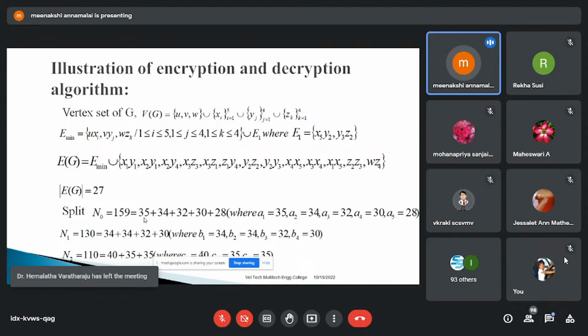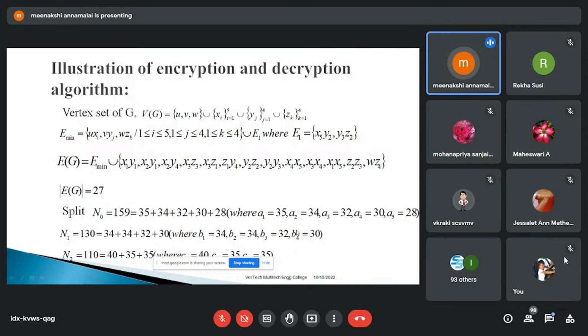So the first value is A1, the second value is A2, the third value is A3, the fourth value is A4, the fifth value is A5. Likewise for N1, we have 4 partitions, namely B1, B2, B3, B4. And for N2 also, here we have only 3 partitions, because for Z I am considering, I'm sorry, 3. So 3 partitions I assign C1, C2, C3.